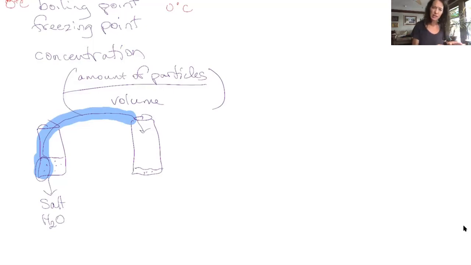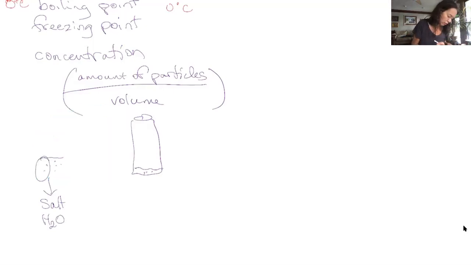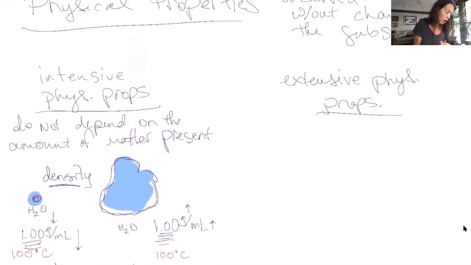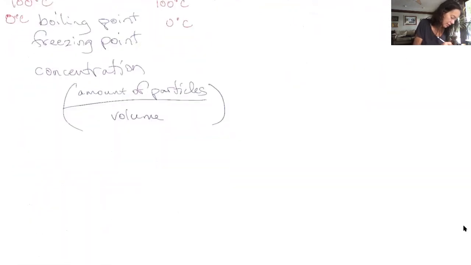Okay, I know that drawing's a little weird, so I'm going to go ahead and get rid of it. Okay, so those are, once again, put them in your head, they are intensive properties. They are inherent to the particular substance. And because they are inherent and do not change, we can often use them to identify substances.